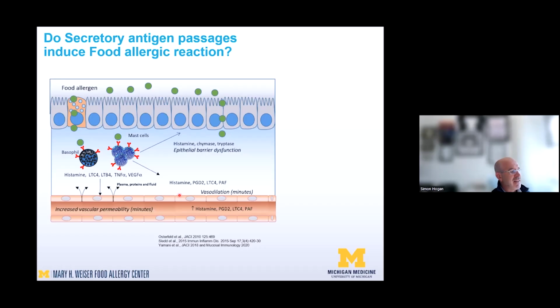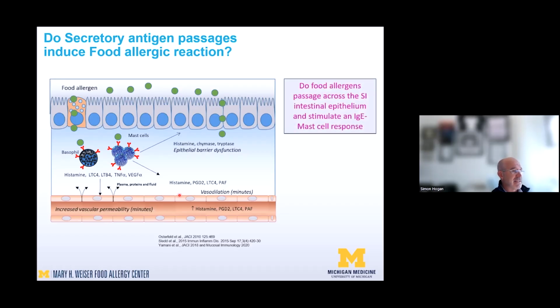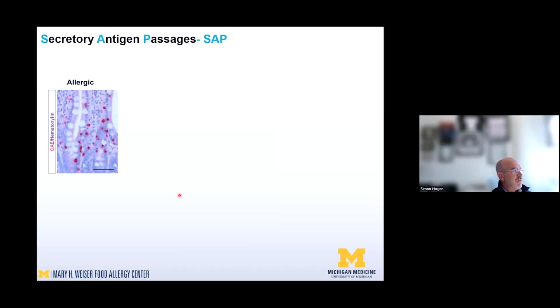And we anticipated that if this response is occurring within minutes, it's not likely that the goblet cells or the secretory cells are presenting antigen to just the dendritic cells. We'd anticipate that it must also present antigen to the other immune cells, and we hypothesized it was mast cells. So we asked the question, do food allergens passage across secretory antigen passages and stimulate IgE mast cell responses in vivo? So we took a food allergic mouse and we simply stained for the presence of mast cells.